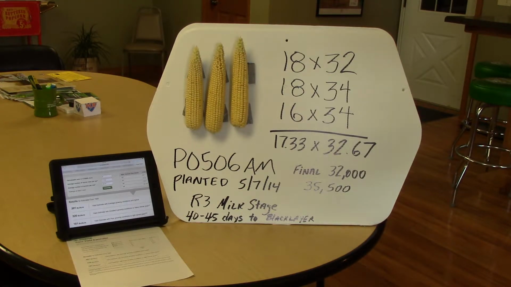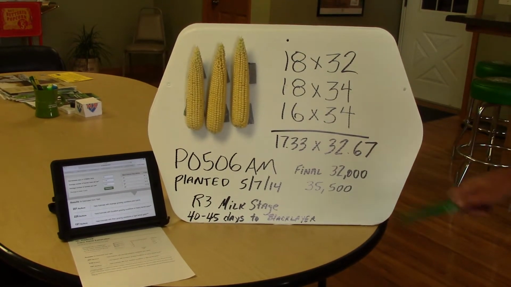Randomly select 3 ears, which I've selected here and put on the board. And then also what I've done is I've calculated the number of rows around and the length of the rows, and then taken an average of the 3. And matching it up with my final ear stand of 32,000.